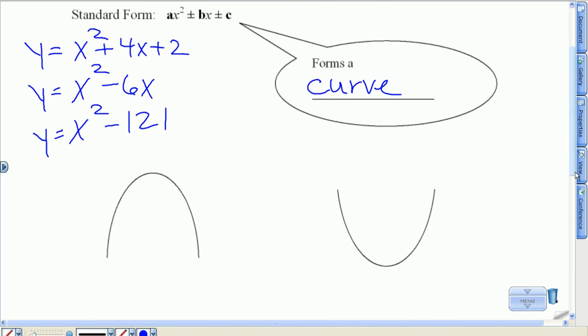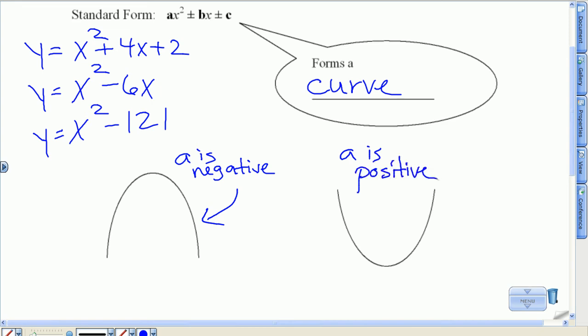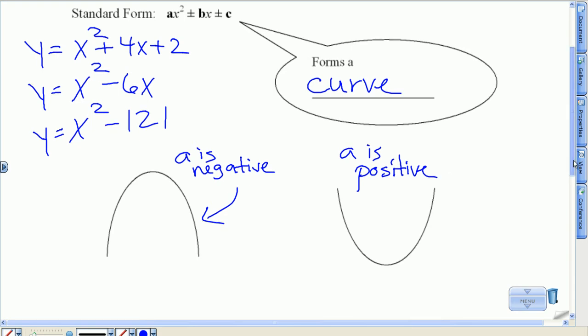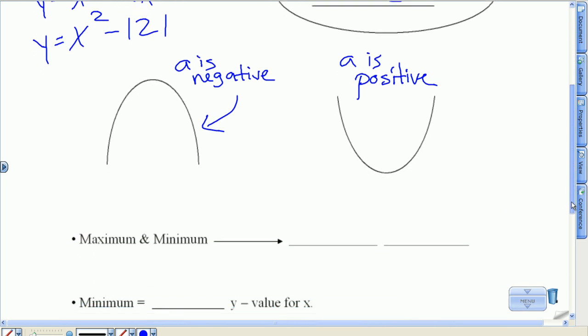We have a sad face when a is negative. So if a is negative, then we have a sad face. Here a is positive, and we have a smiley face. That's typically fairly easy to keep track of if you just remember negative a, sad face, positive a, happy face.